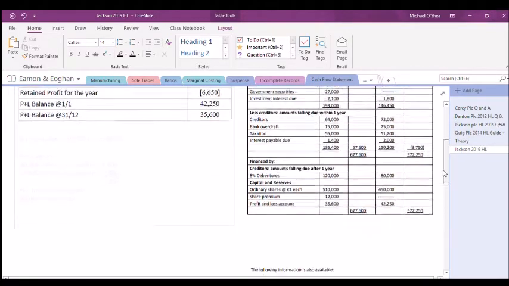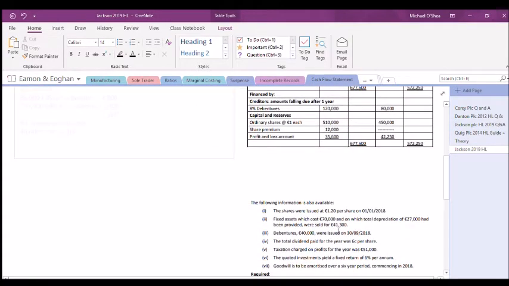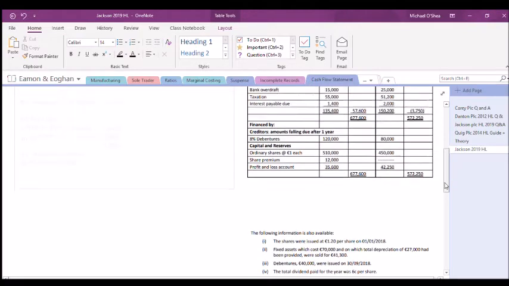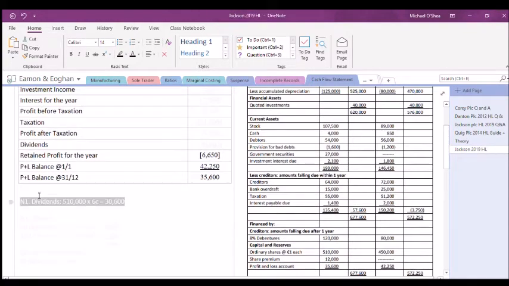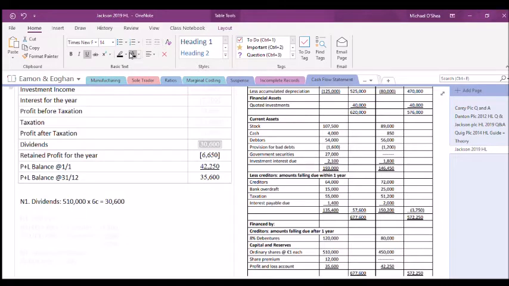Okay, so I can move my way up again. Dividends. I'm given information on dividends here at the bottom. My total dividend paid for the year was 6 cents per share. Well, these are my shares. I had 510,000 shares at the end of the year, and it was 6 cents per share. Therefore, if I multiply out my 510,000 by 6 cents, I get 30,600. Now this is my dividends for the year.